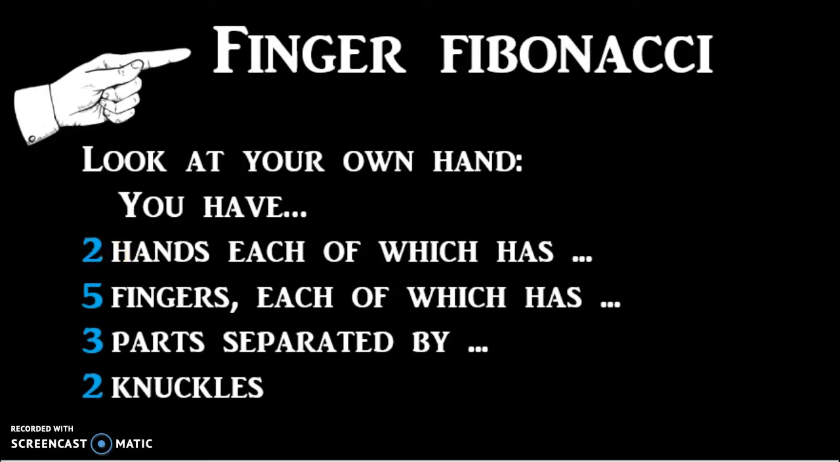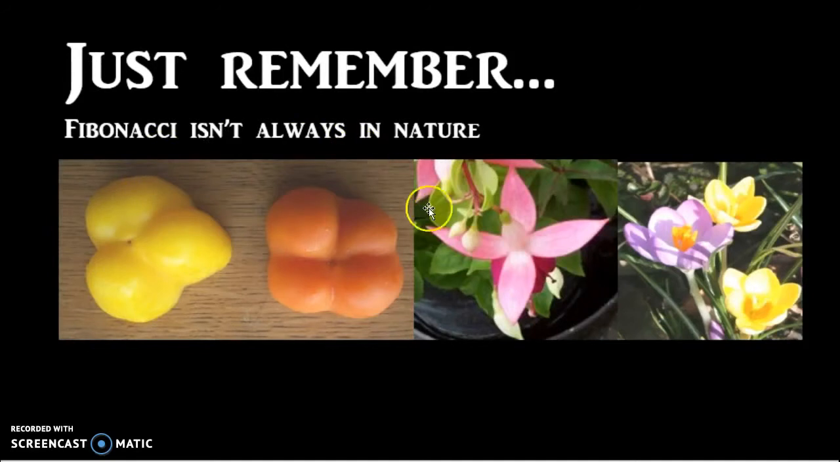But just remember one thing: Fibonacci isn't always in nature. You have 3-sided peppers, but you can also get 4-sided peppers. Here you have a four-petal flower, and here you have a six-petal flower.